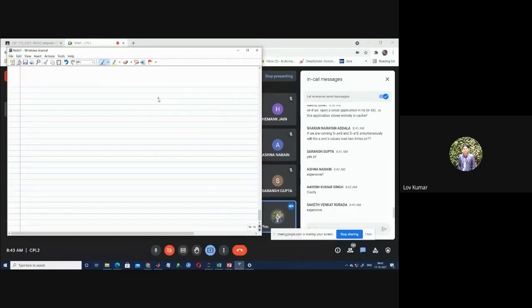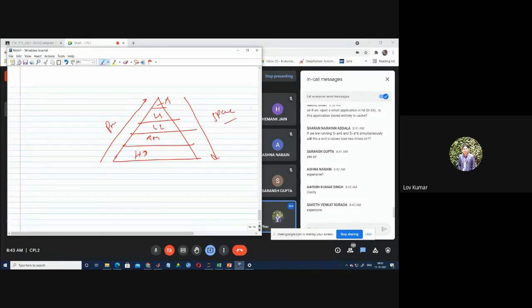If you check these parameters, this one is your size: the size of the register, the size of L1 cache, the size of L2 cache, the size of RAM, and the size of your hard disk. If you go to this side, the per unit memory price is going to be high, meaning the price will increase. If you go to this side, the space will increase.